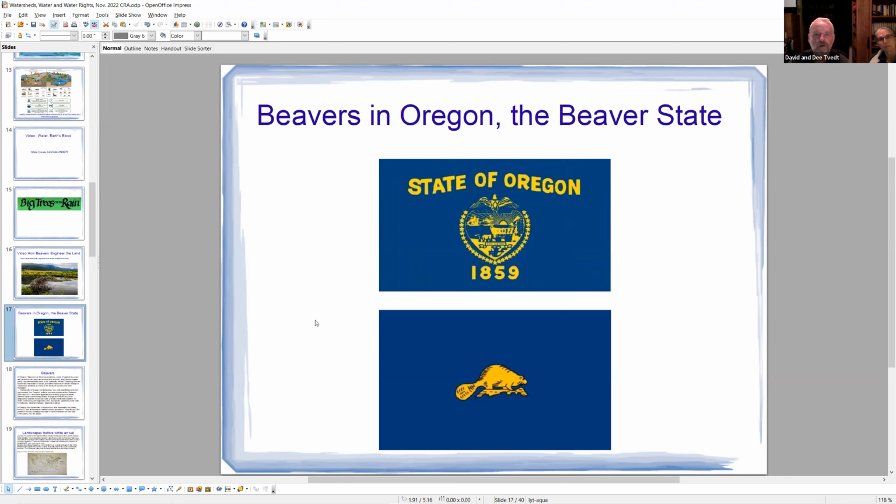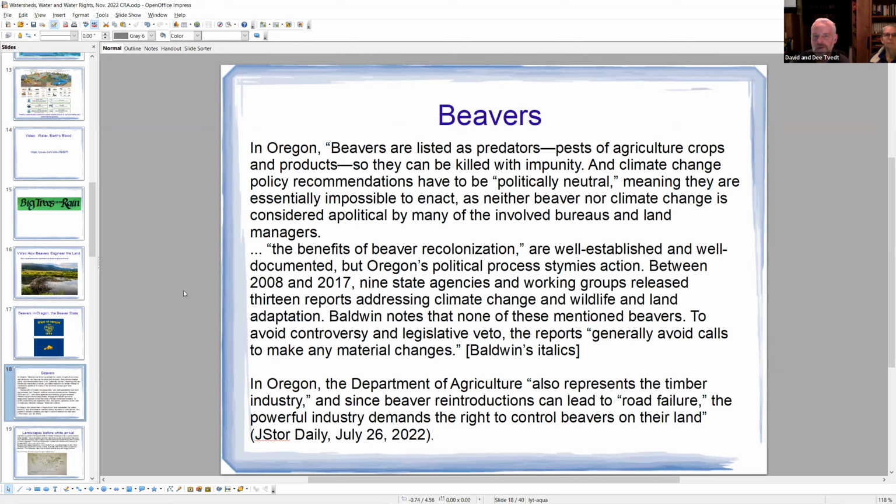So as you know, Oregon's nickname is the Beaver State, and we have a beaver on the back of our flag. Apparently, we're the only state that has a different image on each side of the flag. And in Oregon, beavers are listed as predators, pests of agricultural crops and products, so they can be killed with impunity. And climate change policy recommendations have to be politically neutral, meaning that they are essentially impossible to enact, as neither beaver nor climate change is considered apolitical by many of the involved bureaus and land managers.